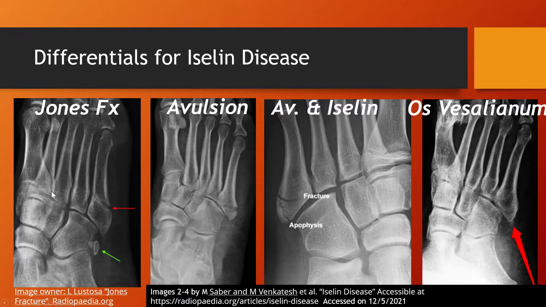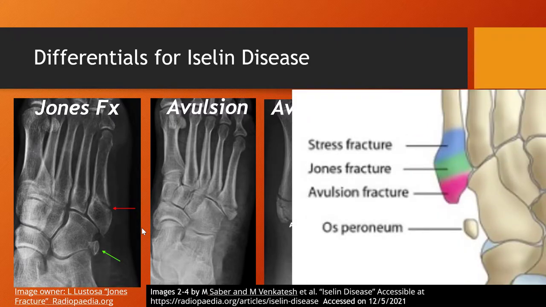So in our first X-ray, we're seeing a Jones fracture. The second X-ray, we're seeing an avulsion. The third, we're seeing an avulsion plus an apophysis. And in the fourth, we're seeing a rare os, which may result from malfusion of the apophysis, and it's called an os vesalianum, and it's usually identified within the peroneus brevis tendon, and that helps distinguish it from an os peroneum, which is a bit more proximal and found in peroneus longus. So just note the location of these various acute fractures, and that can help distinguish between these that are presented here.